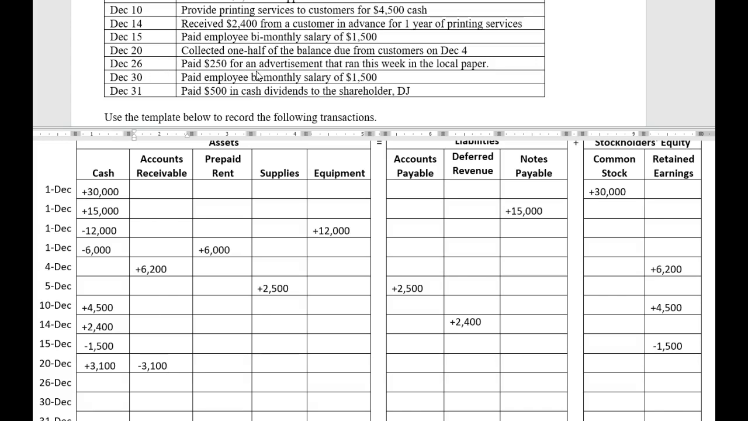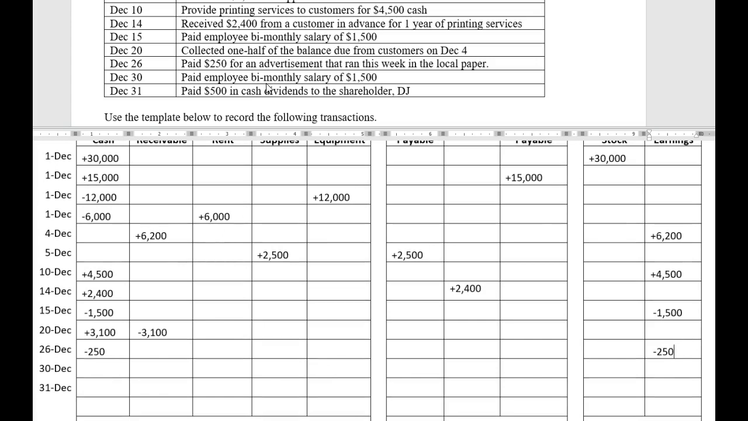December 26th, we paid $250 for an advertisement that ran this week in the local paper. Again, keyword there, paid. So that indicates that we paid cash, so our cash is going to go down by $250. What else happened for advertisements? Again, advertisement, is it an asset, liability, or equity? Well, it goes under equity because remember, advertising is part of the expense of doing business. It helps us generate revenues. So our equity is going to go down by $250. That's an expense account. As expenses go up, equity goes down because expenses reduce our owner's claims to the asset.